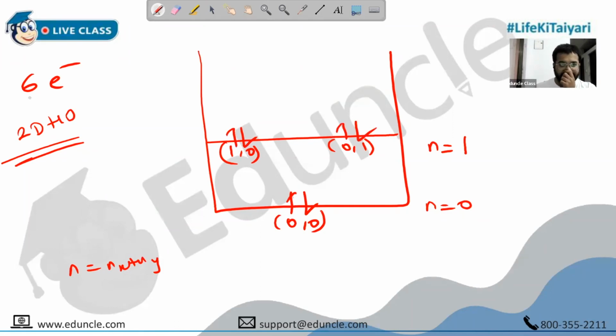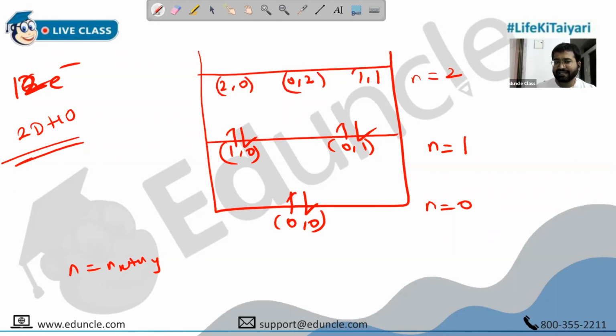We can proceed further. Let's make it 12 electrons, just to recall a few more things. So n is 2. What is the degeneracy? 3. So now we have 3 degeneracy here because one combination is 2, 0, another combination is 0, 2, and another combination is 1, 1. 1 plus 1 is 2, 0 plus 2 is 2, 2 plus 0 is 2.